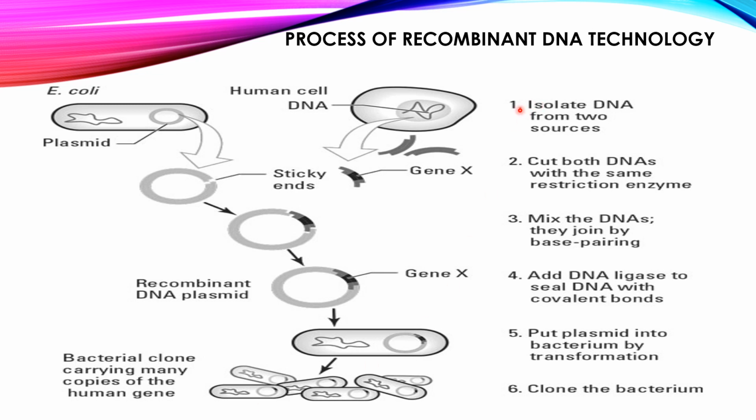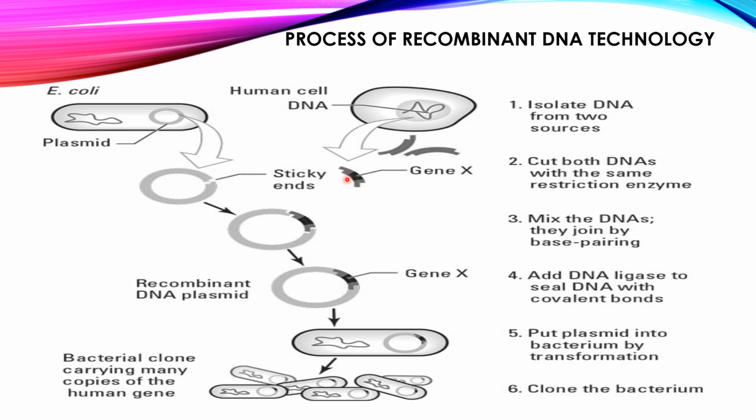The first step here is the isolation of genetic material. The first and initial step in recombinant DNA technology is to isolate the desired DNA in its pure form. That is, it has to be pure and free from all macromolecules.